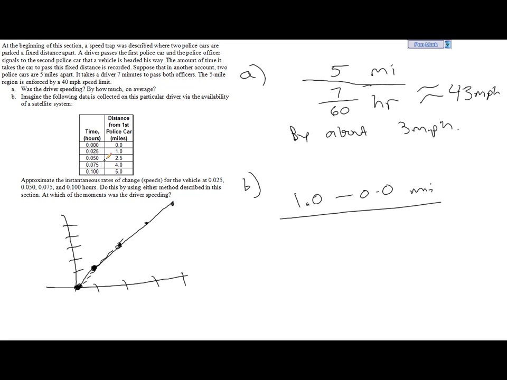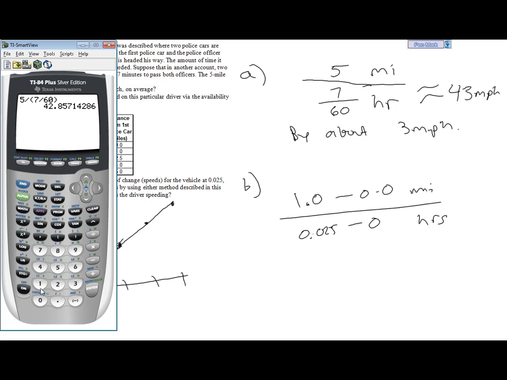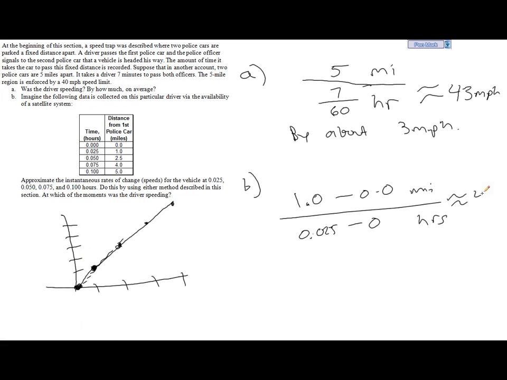And what was the span of time there? Well, 0.025 was when 1 mile was recorded, minus 0 when the 0.0 miles were recorded, and that's 1 divided by 0.025, which gives us 40. So that gives us an estimate of 40 miles per hour between 0 and 0.025. So that's our estimate for 0.025.